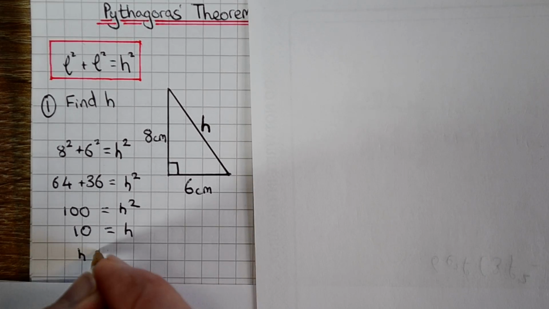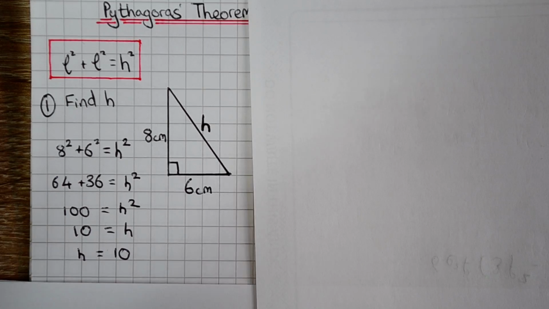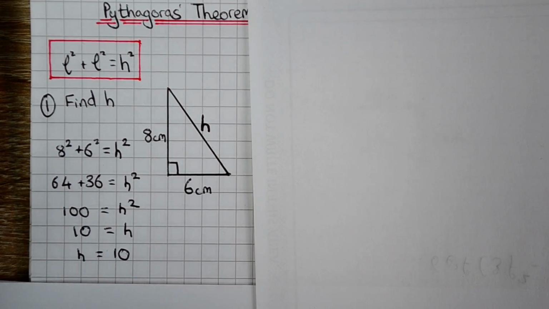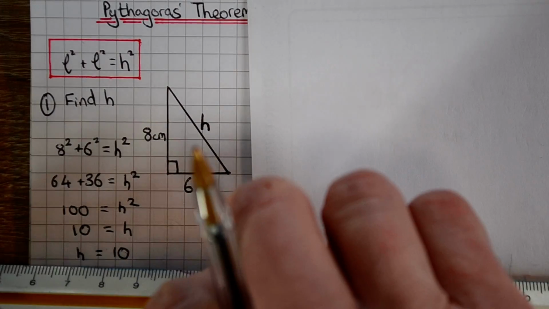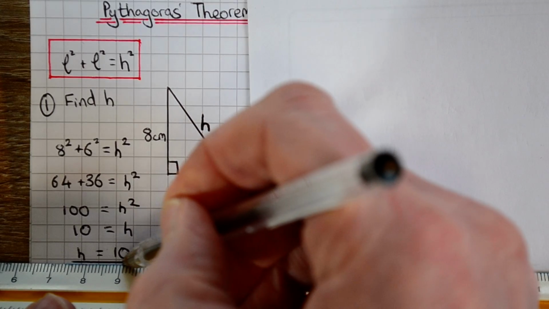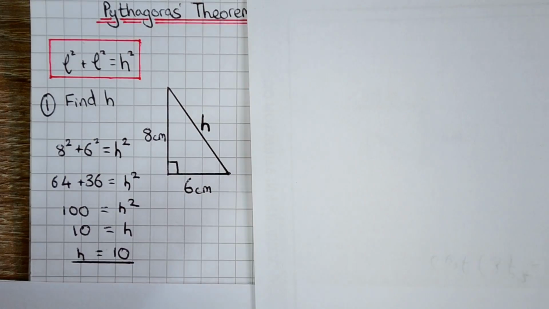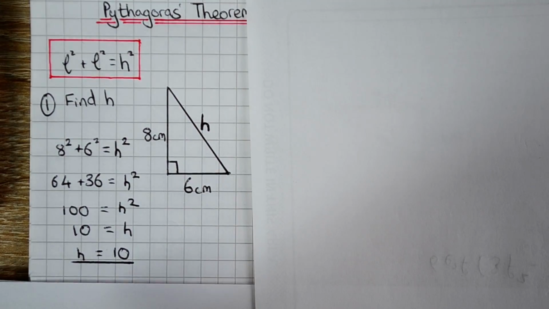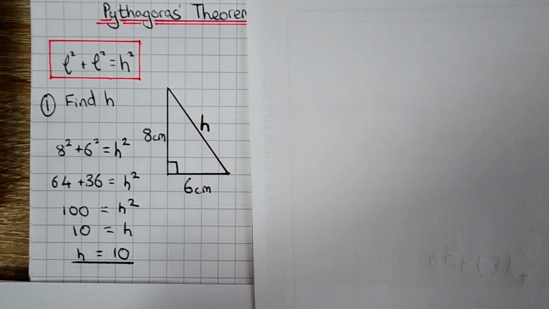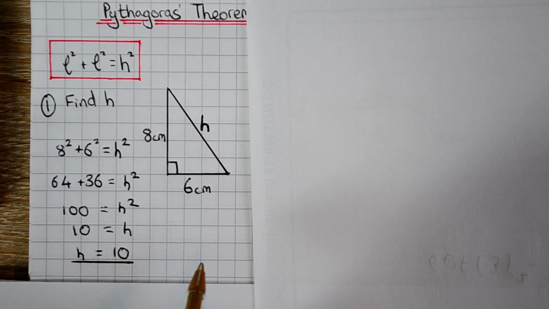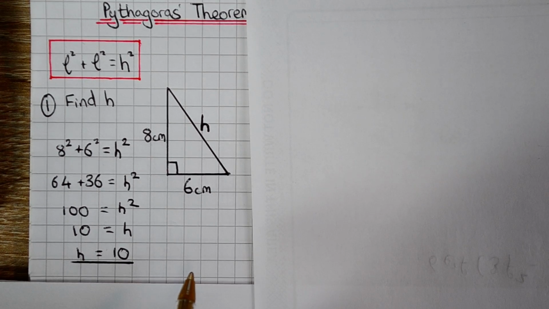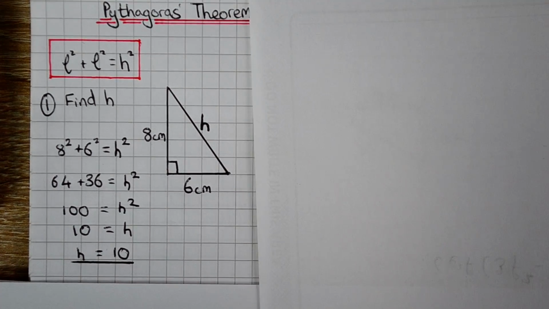You can write it the other way around with the subject on the left, h equals 10. If you're wondering why I'm not worrying about the possibility of h being minus 10, it's because we're using lengths and we don't have negative lengths. Let's try that one again. Let's look at number 2.